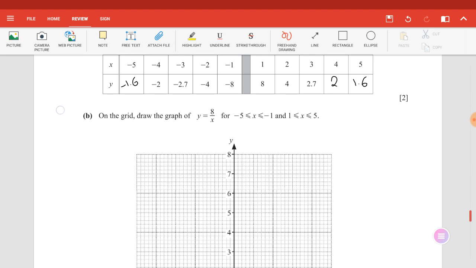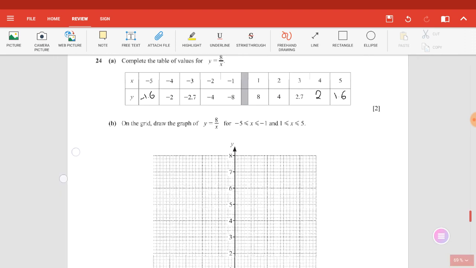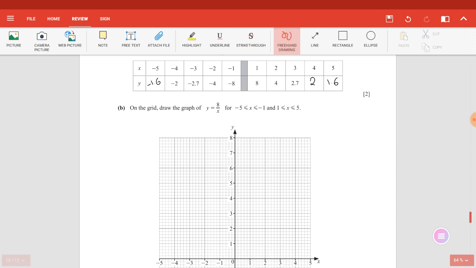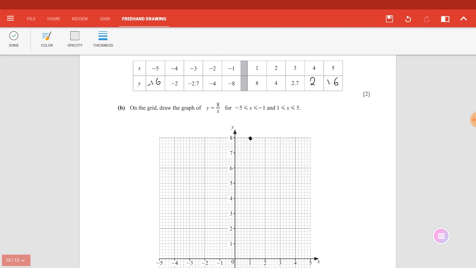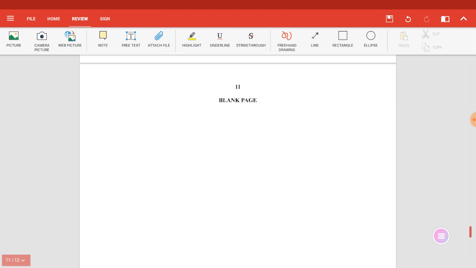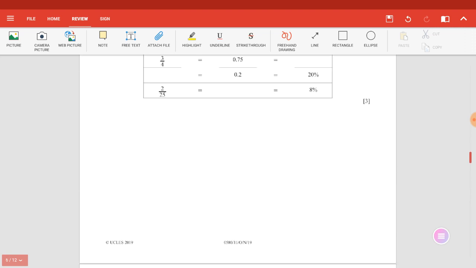The same values. Okay, but it's easy. We have the two sides on the screen. Yes, 1 was 8, 2 was 4, 3 was 2.7, 4 was 2, and 5 was 1.6. Now you can join using a pencil, and that's everything in the exam.